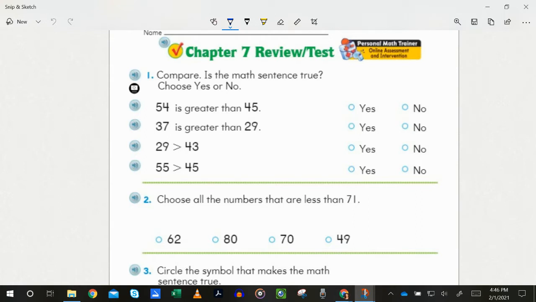The next one says 37 is greater than 29. Is that true? Mark yes or no. Next we have 29 is greater than 43. Mark it either yes, it's true, or no, it's not. Look at that crocodile mouth. And the last one says 55 is greater than 45. Yes or no? Is that true?